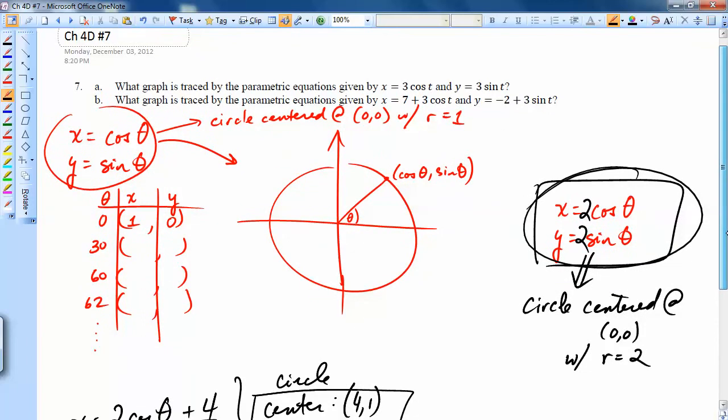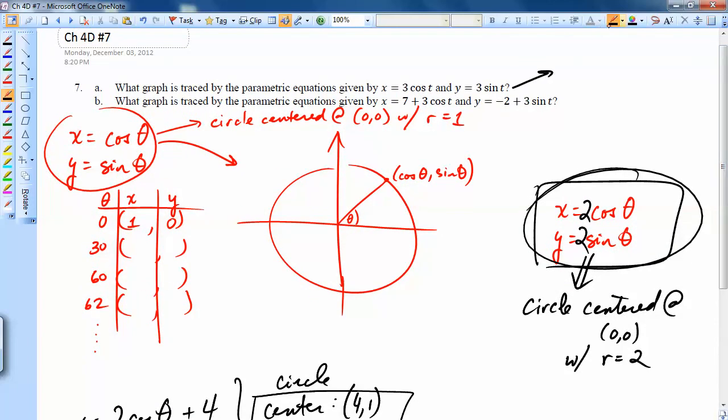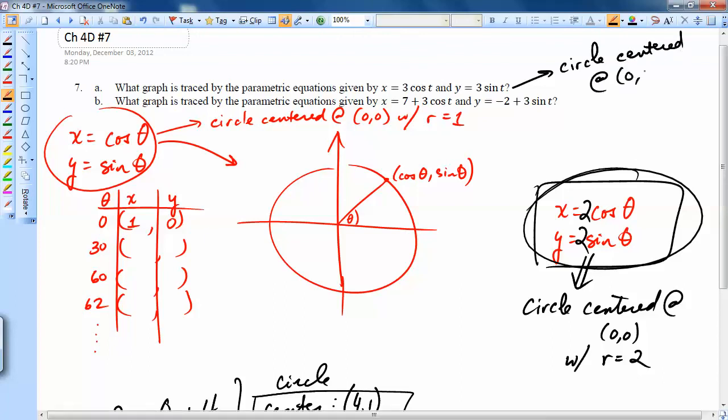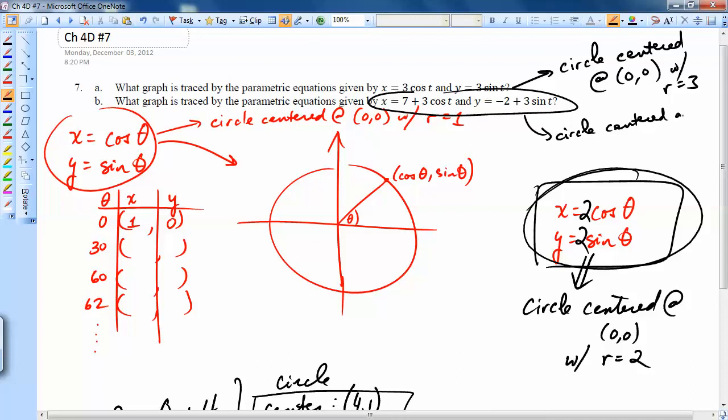So if we go back and we look at 7a, that's really just a circle centered at 0, 0 with radius 3. And then this one right here is going to be a circle centered at 7, negative 2 with radius equaling 3. So this is part A, this is part B.